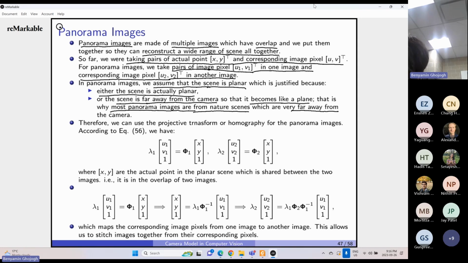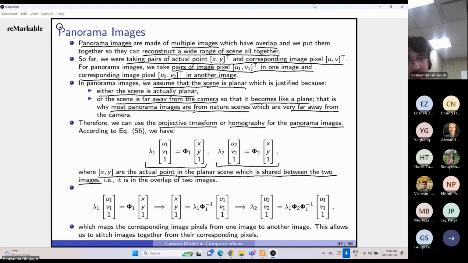Therefore, we can use projective transformation or homography for panorama images. So what was homography? We just introduced that in previous slides. Now consider two images which have overlap. So these two equations I have, right? And xy is the actual point in the planar scene which is shared between the two images, in the overlap of the two images. So I use the same xy here. Now consider the first equation here.